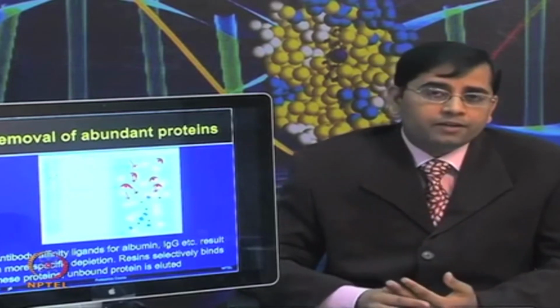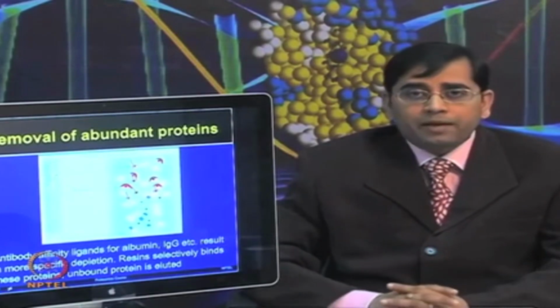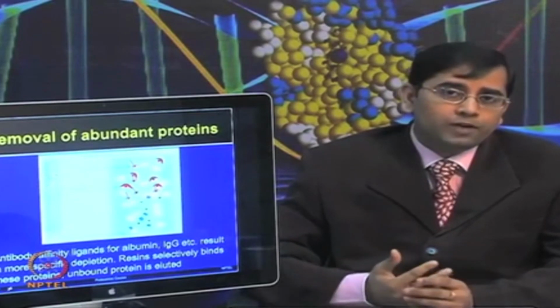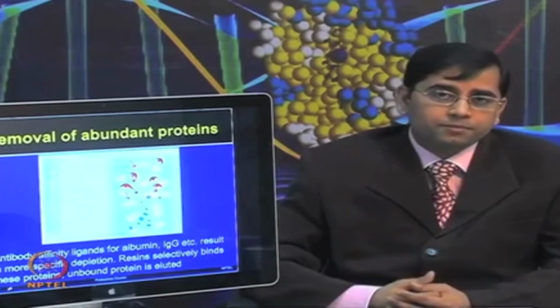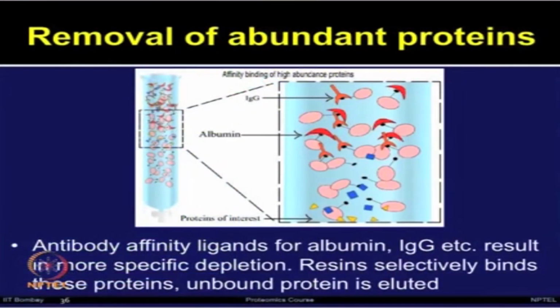Because there is always that fear with the molecular weight cutoffs, whether along with albumin and other high molecular weight proteins, you will also get rid of various high molecular weight proteins which are non-abundant. So, the affinity based methods ensure the specific targeting of albumin, IgG and other specific abundant proteins. The antibody affinity ligands are used for albumin, IgG and other abundant proteins, and it results in very specific depletion.